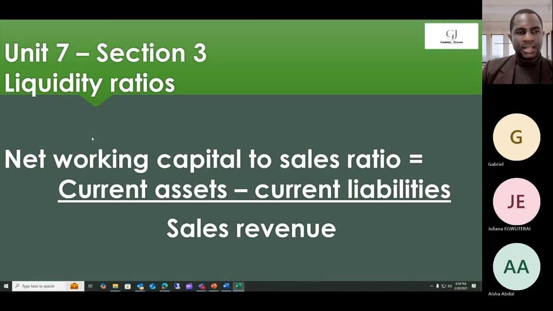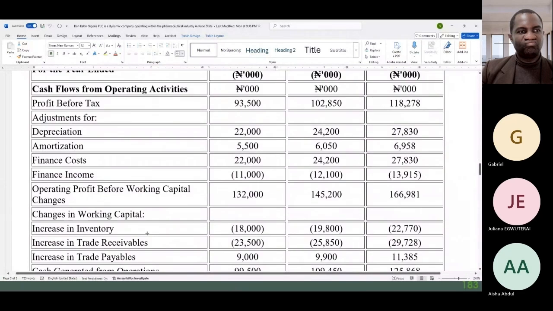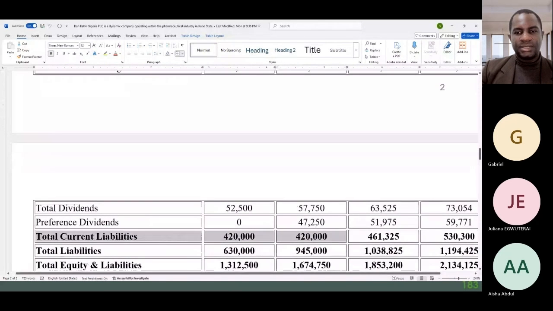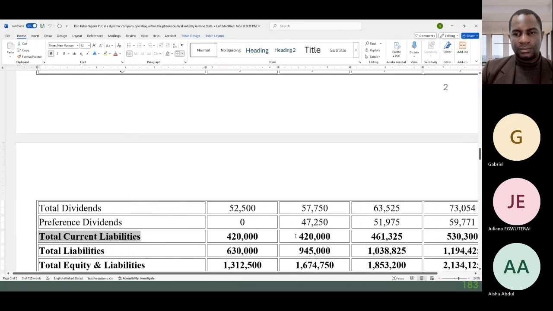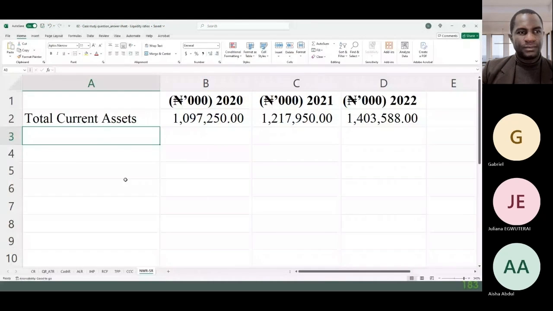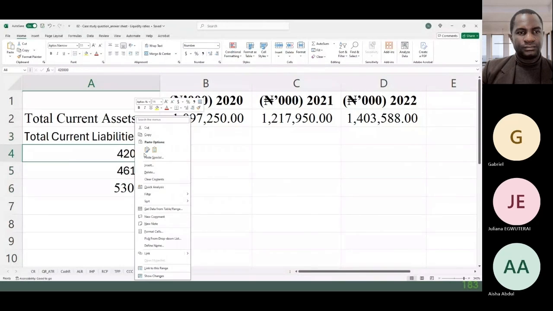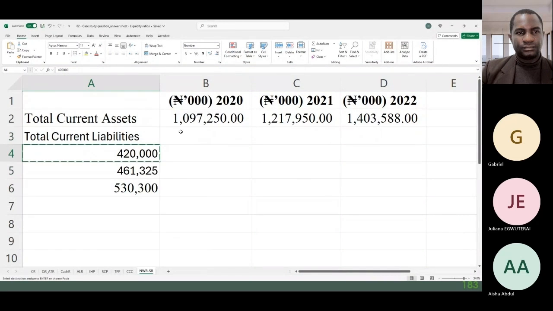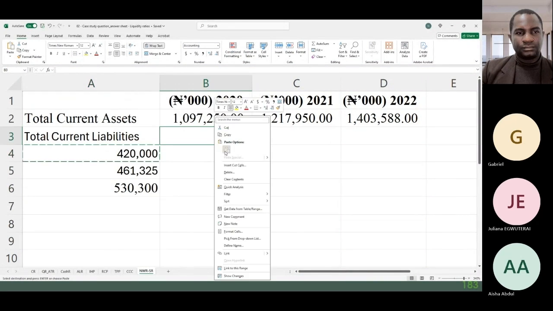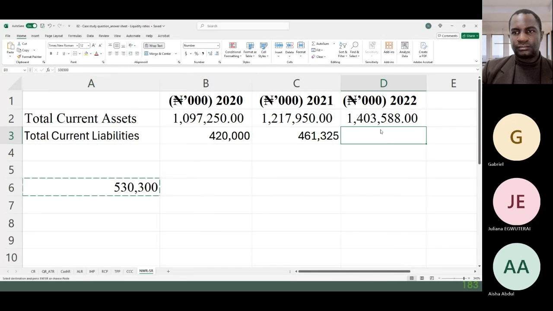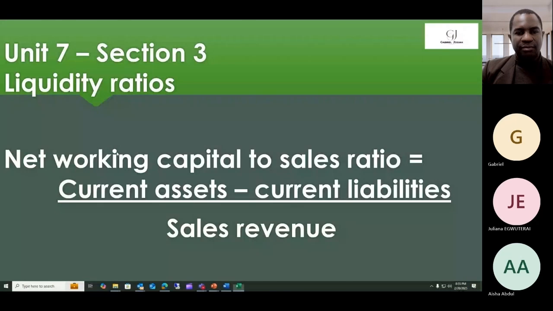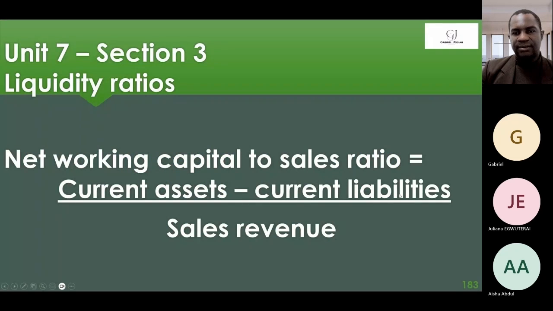And let's go for our total current liabilities. So our total current liabilities is 420, 461, and 530. Exactly. So from the formula, we have it stated here as current asset minus current liability. So that is our net working capital.